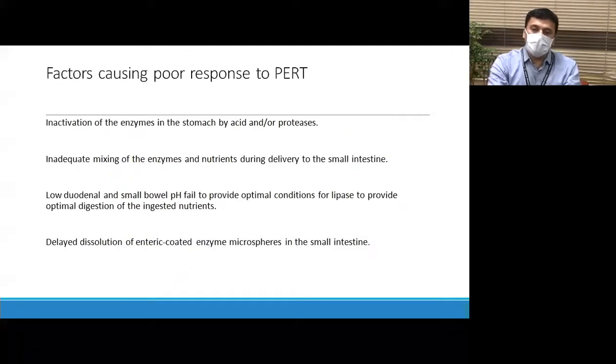So despite pancreatic enzyme replacement therapy, what are the causes for poor response? Various causes are there. It could be non-compliance of the patient, low or inappropriate dosing. Other thing, because of the cost, patient may not be taking the medicine. Inactivation of the enzymes in the drug by acid and/or by the protease. Inadequate mixing of enzymes and nutrients during the delivery to the small intestine. Also low duodenal and small bowel pH fail to provide optimal condition for digestion of the ingested nutrient, and delayed dissolution of enteric-coated enzyme microspheres in the small intestine.